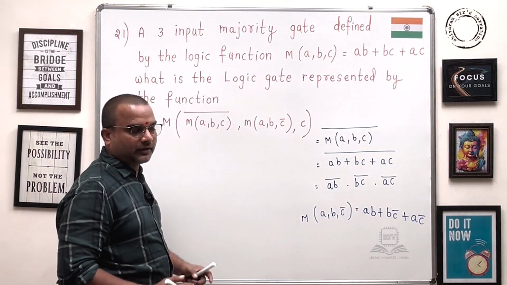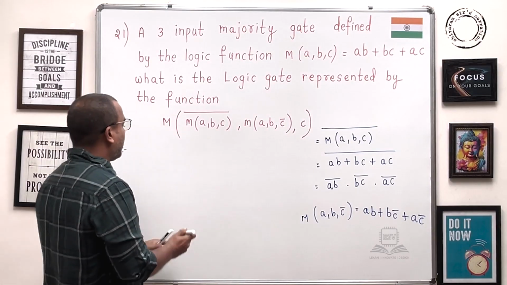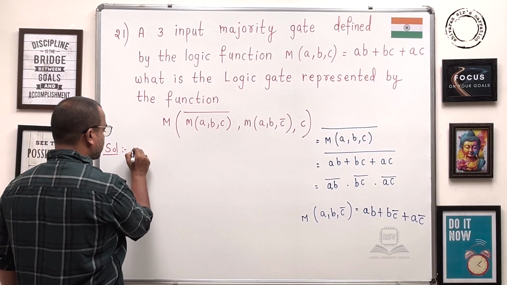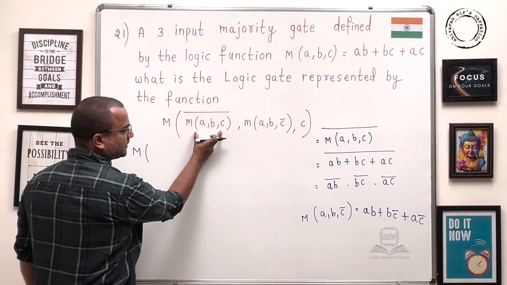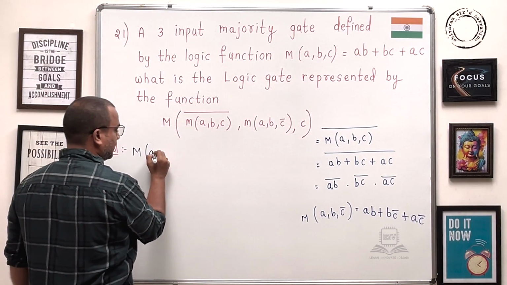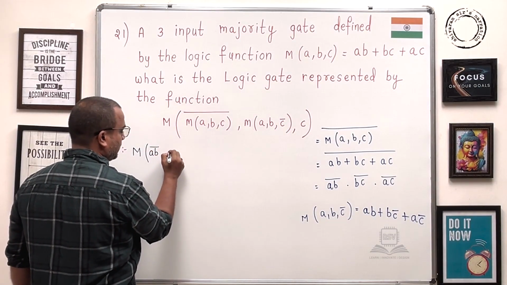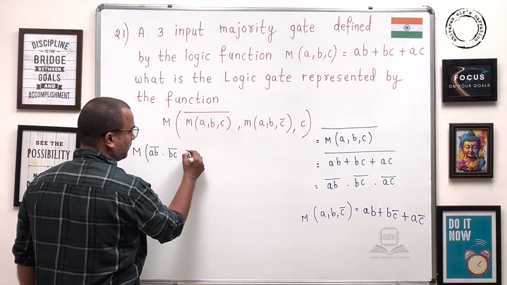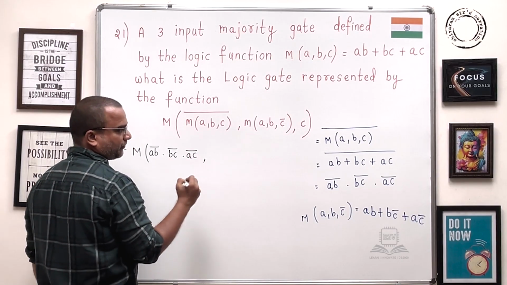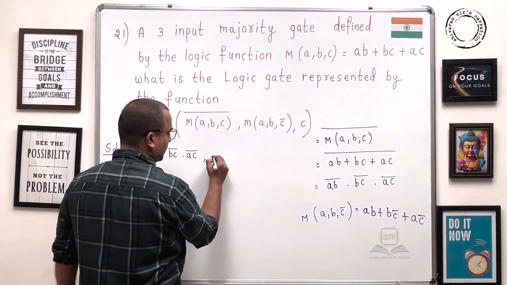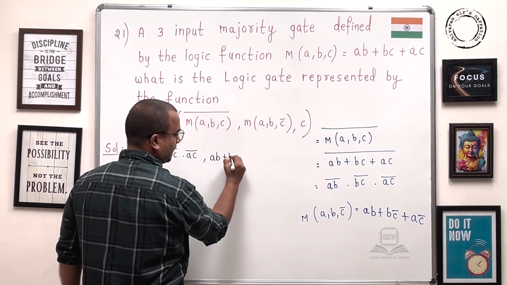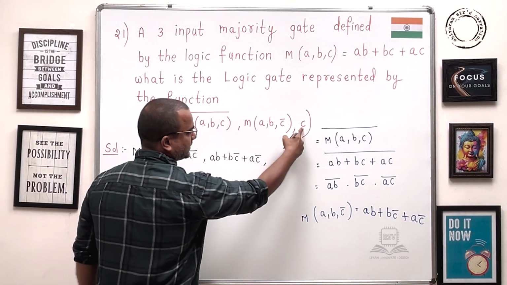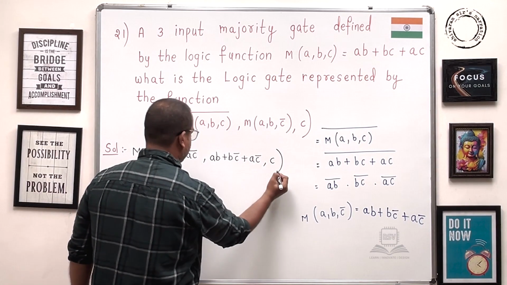Okay guys, fine. Now let's dive into the actual solution. Here we have M of, let's write it, what is this? You can see there, AB whole bar into BC whole bar into AC whole bar, comma. This one, what is it? AB plus BC bar plus AC bar, comma, C as it is.